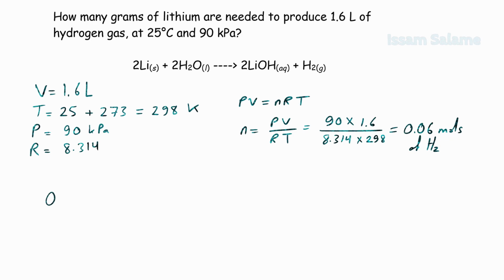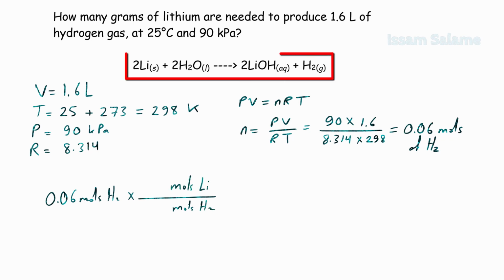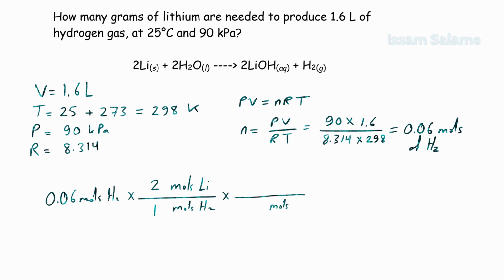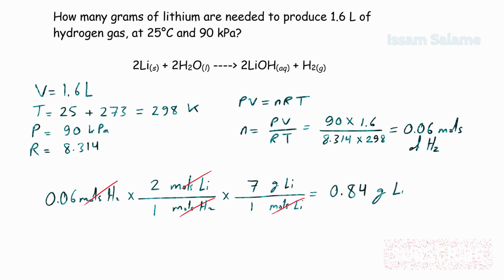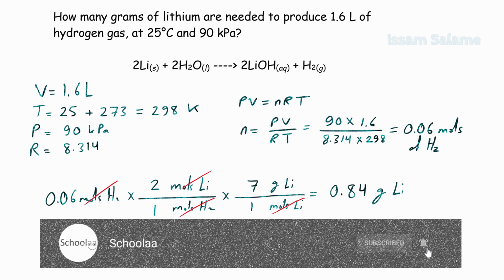Then we use the number of moles of hydrogen to find the number of moles of lithium using stoichiometry. We start with 0.06 moles of hydrogen, and we multiply it with a fraction. We put moles of hydrogen in the denominator and moles of lithium in the numerator. We get the coefficients from the balanced chemical equation, 2 next to moles of lithium and 1 next to moles of hydrogen. Then we multiply with another fraction to convert moles of lithium to grams of lithium. We put 1 next to moles, and next to grams we find its molar mass from the periodic table, which is 7. We cancel the similar units between numerators and denominators. We multiply all numerators together, we divide them by the denominators, and we get the answer equal to 0.84 grams of lithium.